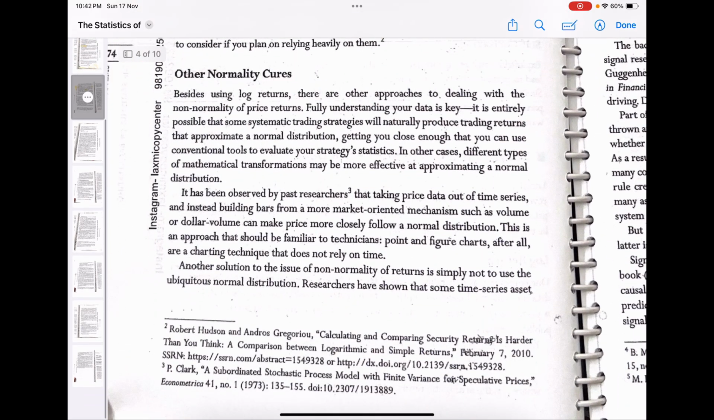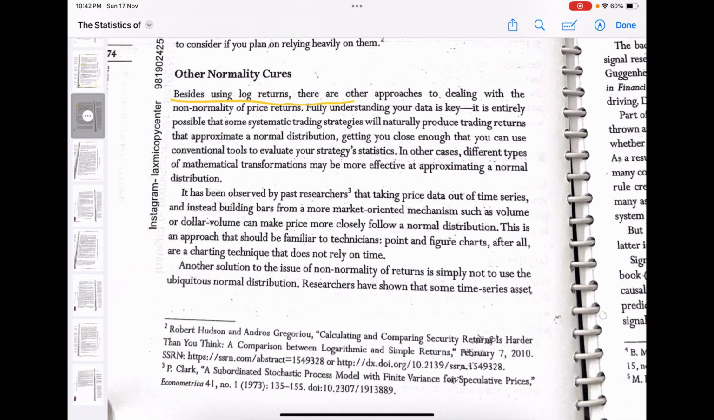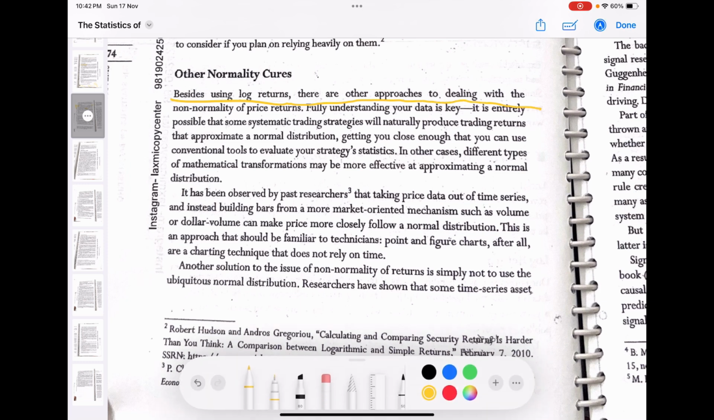Besides using log returns, there are other approaches to dealing with the non-normality of price returns. Fully understanding your data is key. It is entirely possible that some systematic trading strategies will naturally produce trading returns that approximate a normal distribution, getting you close enough that you can use conventional tools to evaluate your strategy's statistics. In other cases, different types of mathematical transformations may be more effective at approximating a normal distribution.